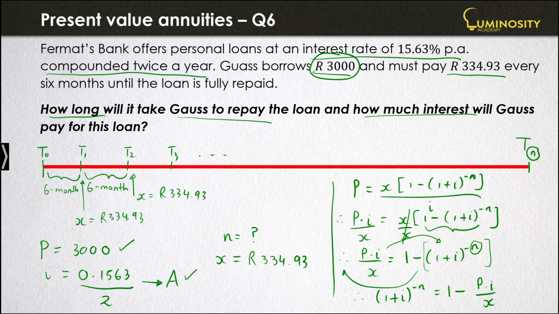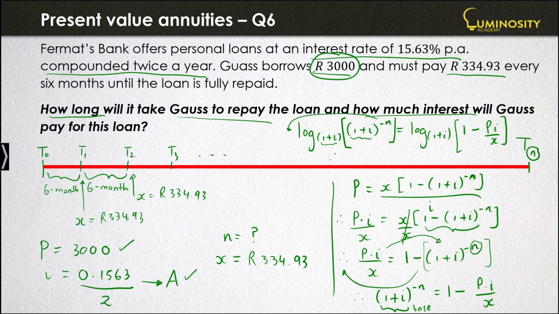Okay, we're almost done. Now this is the entire base, 1 plus i. So if I take log base 1 plus i on both sides, it's going to be (1 plus i) to the negative n, and then taking essentially the log of this entire term, and then we're going to take log base 1 plus i of the right-hand side, which is this entire term, 1 minus P times i over x. Now the logs here, because of the same base, I'm allowed to bring the exponent down. So therefore we have negative n. Remember, your exponent is negative n equals log base 1 plus i of 1 minus Pi over x.